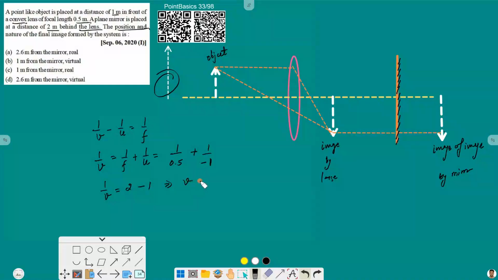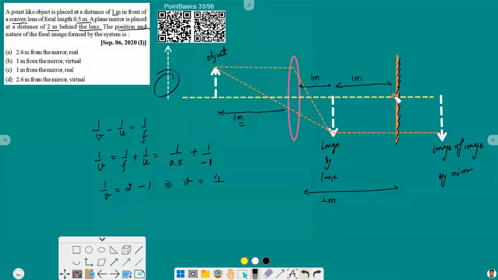So basically v will be equal to 1 by 1, or 1 meter, and this is positive, meaning the image is formed on the right hand side. So this is 1 meter. Now this is also 1 meter. Now coming to the mirror, it is placed at a distance of 2 meter behind the lens. So this distance is 2 meter here. Now we have calculated that this is 1 meter, so this is 1 meter left.